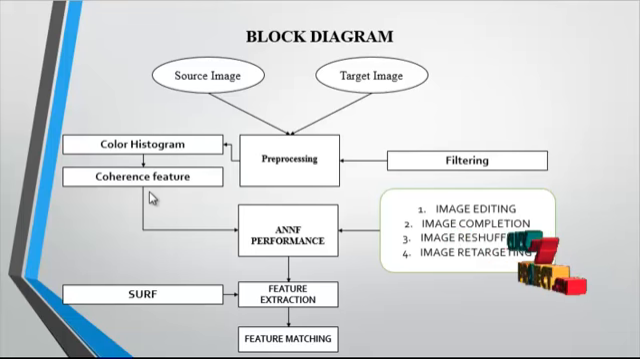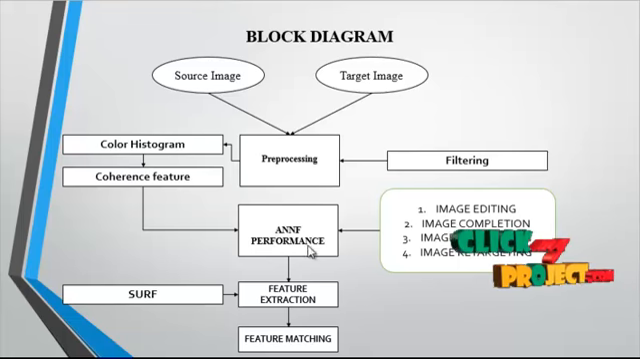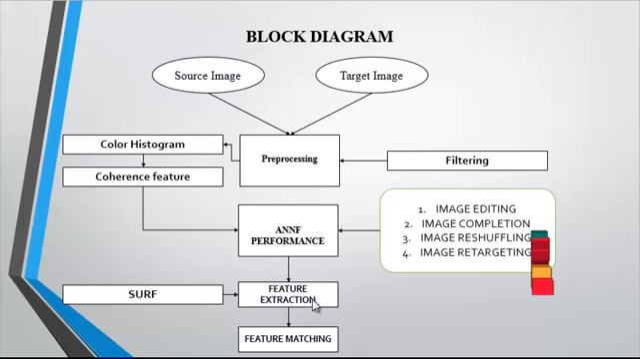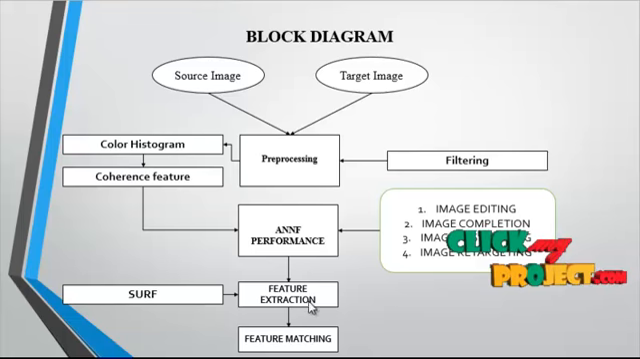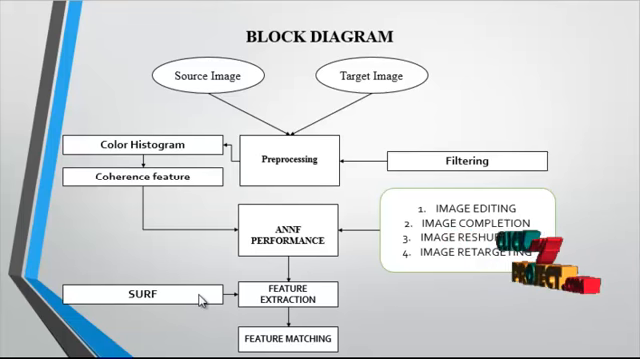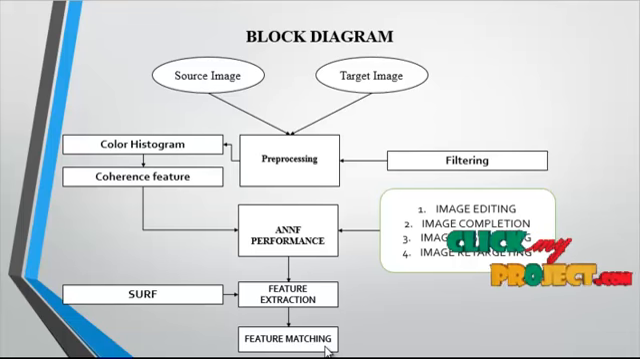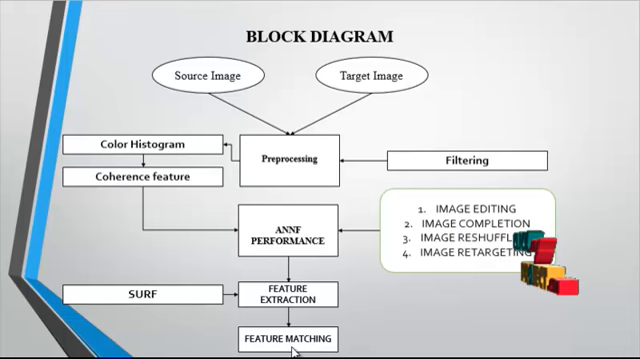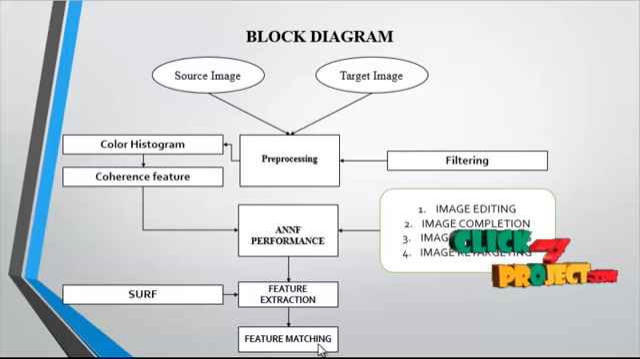The coherence feature extracted from the image is input to the ANNF performance. In the ANNF performance, we consider four things: image editing, image completion, image reshuffling and image regrading. After the ANNF performance, we extract features from the image using the SURF feature extraction. Using this SURF feature extraction, we take several features from the image. From those features, we match the source image and target image using the feature matching method. By the features, we match these two images and the matched images are plotted in a box format or plotted as points.